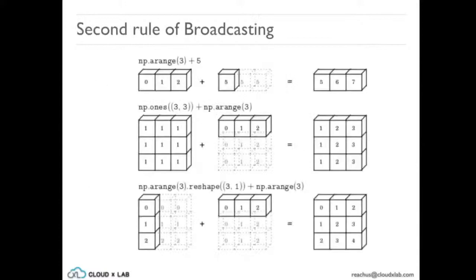Okay, and we can do that. So this is the second rule, which says that if you have something like this and you have something like this, the whole thing gets added to each other.